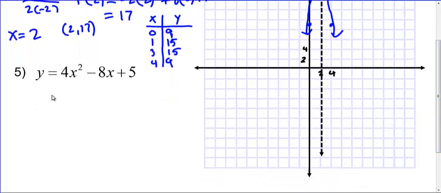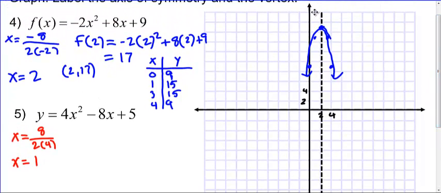Y equals positive 4x squared minus 8x plus 5. We start the same way. X equals negative b, which is the opposite of negative 8, so that's positive 8, over 2 times a, which would just be 8 over 8, so our axis of symmetry is x equals 1. All right, let's go ahead and put that axis of symmetry on there. It's going to be kind of close to the other graph, but we can distinguish.